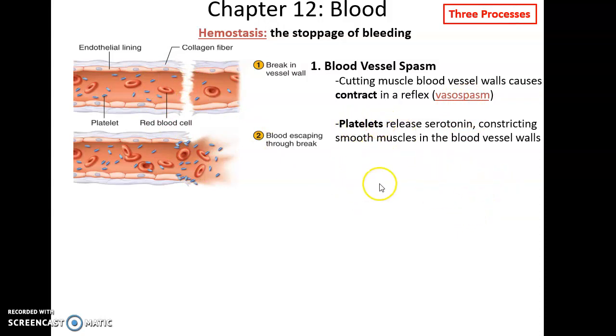And then platelets will release the chemical serotonin. And serotonin will also cause a constriction of the smooth muscle tissue in blood vessel walls. So the first thing after an injury, blood vessel spasm, causing them to contract and less blood to flow through them.